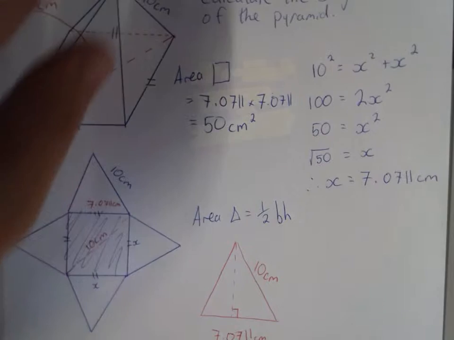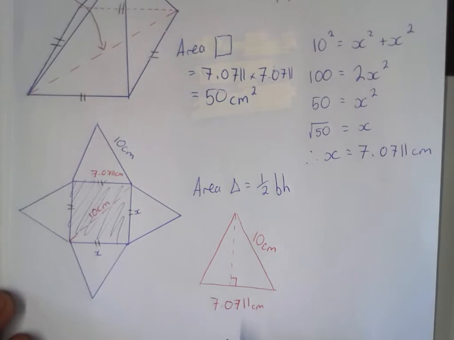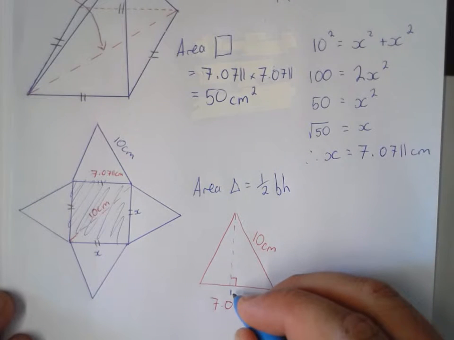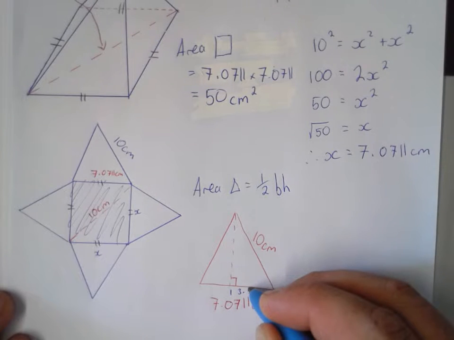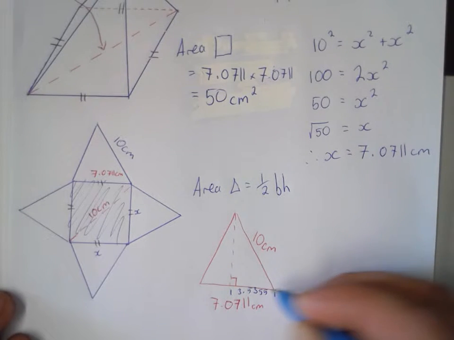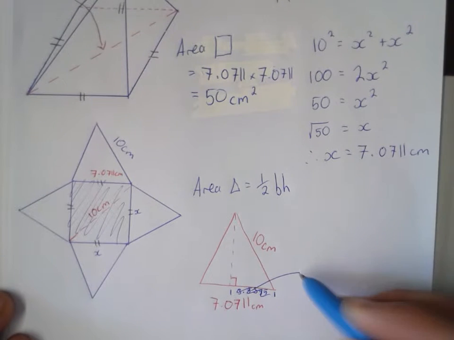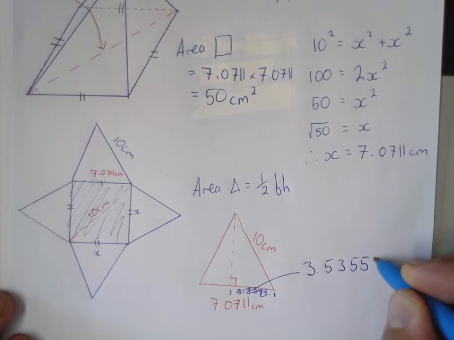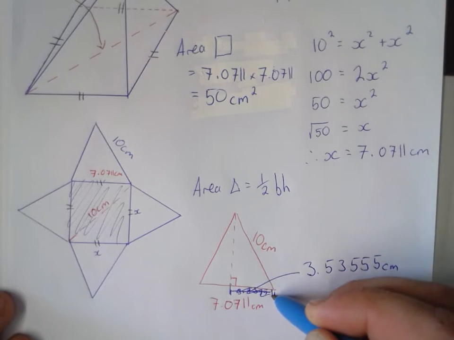Because I've got a little right angle triangle then, let me slide this up a little bit. Half of my 7.0711, from here to here, is 3.5355. Again, going to 4 decimal places. Can't really see that too well, so I'll draw this out here. 3.5355 centimeters. This little distance in here.